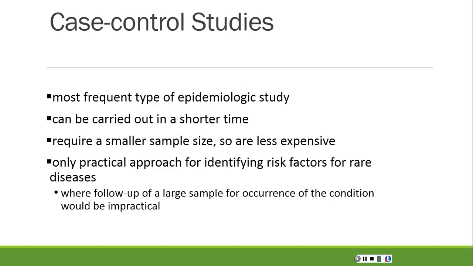Case control studies are the most frequent type of epidemiologic study. They can be carried out in a shorter time than some of these other study designs. They also require a smaller sample size, so they're less expensive to perform. Case control studies are sometimes the only practical approach for identifying risk factors for rare diseases, where follow-up of a large sample for occurrence of the condition would just be impractical.